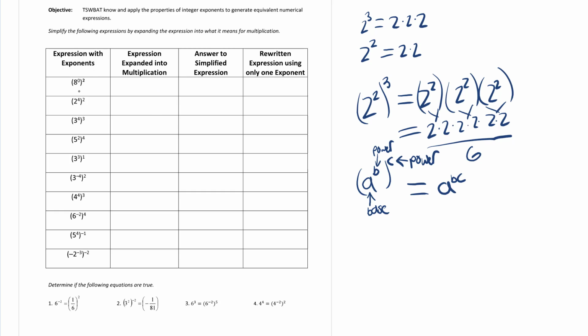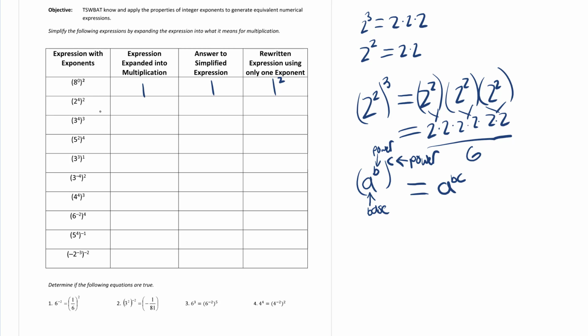Expressions with exponents, we have 8 to the 0 to the 2. Well, first of all, anything to the 0 power is 1. So this is just 1 squared, which is still 1. This whole thing, simplified, all that stuff, it's 1. Come on, people, it's 1. We don't need the 1 squared, but fine if you want 1 squared, that's fine. It's 1.